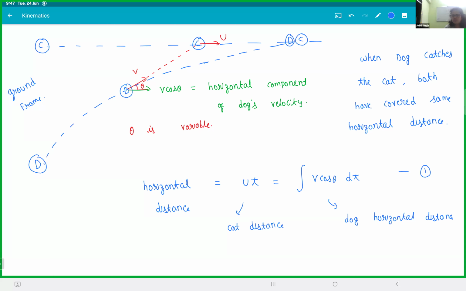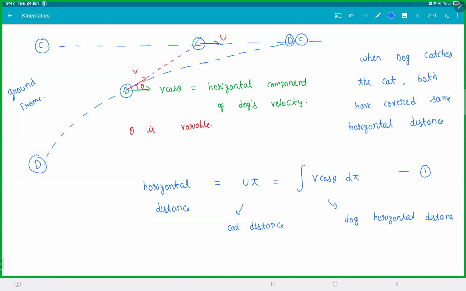Sir, when the dog catches the cat, why will they have covered the same horizontal distance? I didn't get that part. Think about it. See, there are only three options. It should be greater, it should be smaller, it should be equal. So if the dog goes ahead of the cat, did it catch it? No. If the cat is behind the dog, did it catch it? No. Okay, thank you, sir.